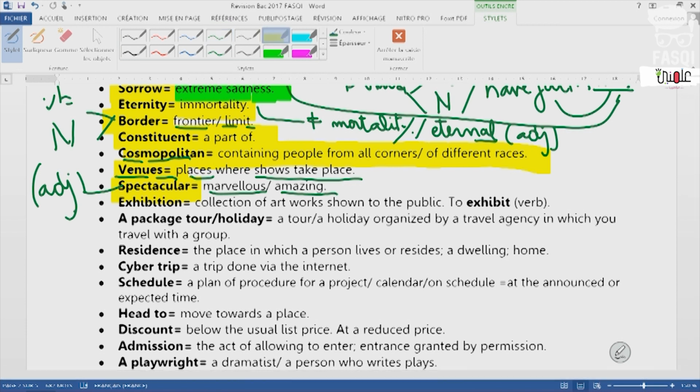And here we have the word exhibition. That's a collection of works shown to the public, and the verb is to exhibit. We have famous exhibitions, sometimes of books, clothes, etc. So these are things and collections of works that may be shown to the public.